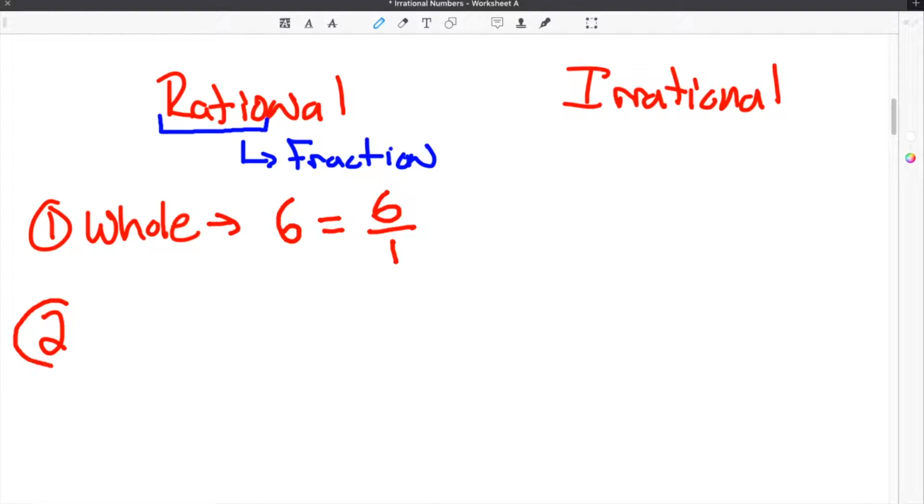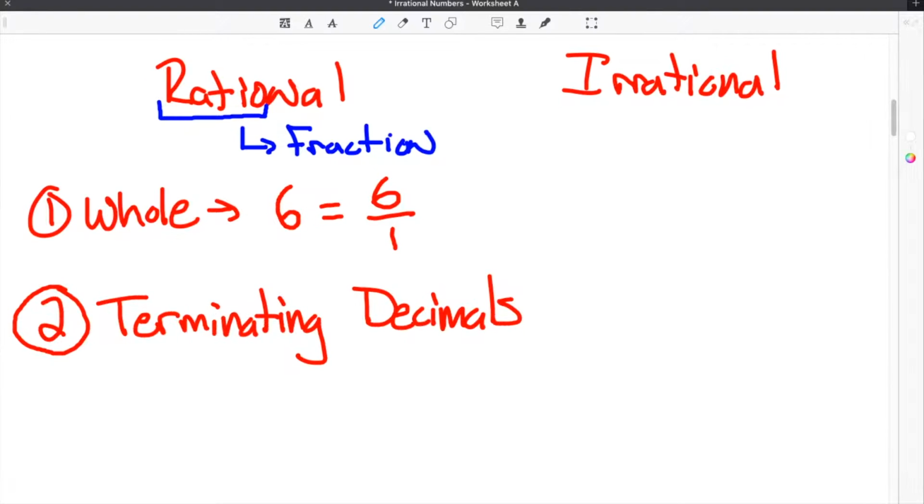The second type of rational number are terminating decimals. Now, a terminating decimal is any decimal that stops or ends. So if you look at 1.75, this clearly has an end point. It's right here after the 5. You can write this as a fraction because you can rewrite 1.75 as a mixed number. So it would be 1 and 75 over 100, which would be the unsimplified version, but it just proves that you can write it as a fraction.